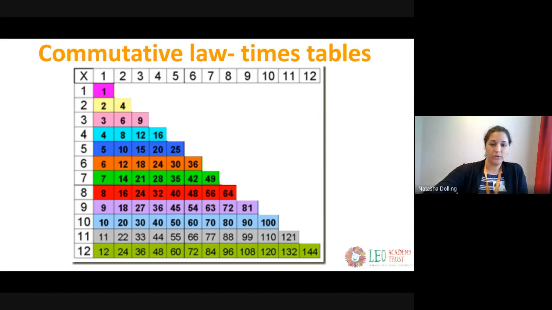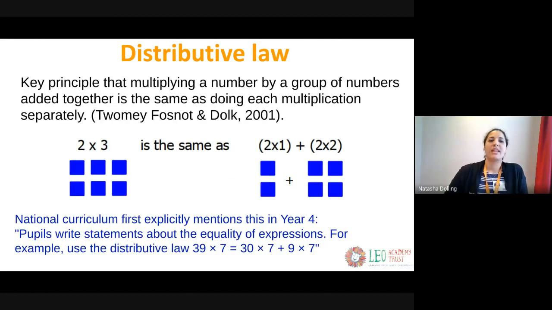The second law, or the other law I'm going to talk about, is the distributive law. This is the key principle that multiplying a number by a group of numbers added together is the same as doing each multiplication separately. And I always think that's much better explained by an image. So for example, 2 times 3 is the same as doing 2 times 1, adding 2 times 2.